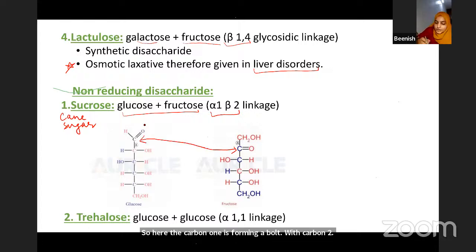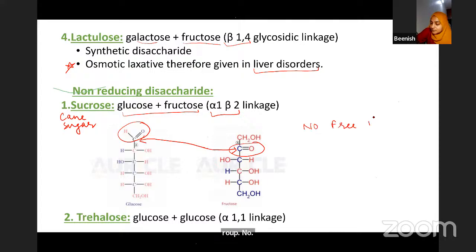Now you see both the functional groups, here this functional group and here this functional group. So both the functional groups are engaged in the glycosidic linkage. So there is no free functional group. Therefore, it becomes a non-reducing disaccharide. There is no free functional group as both the functional groups are involved in the glycosidic linkage.